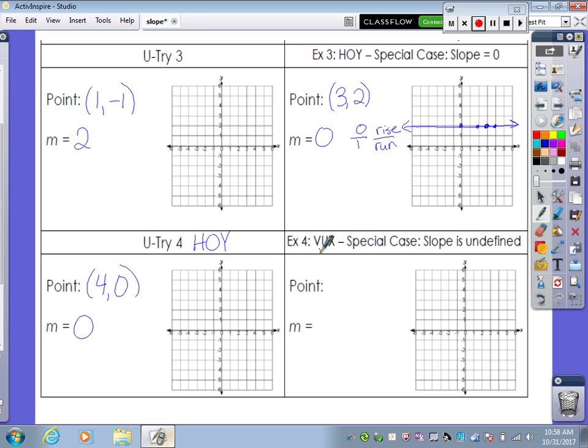Now we have example 4, which is VUX. That's a vertical line, undefined slope, and the equation is x equals a number, which again, we'll get into the equations another day. Let's just look at how this works out. So the point is -1, -2, and our slope is undefined.